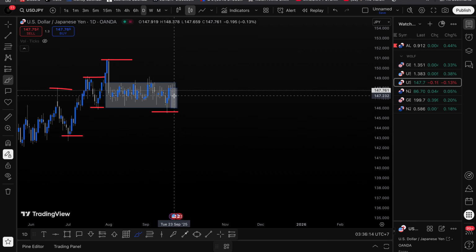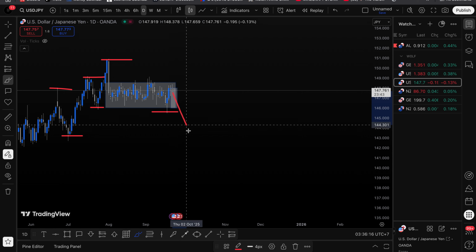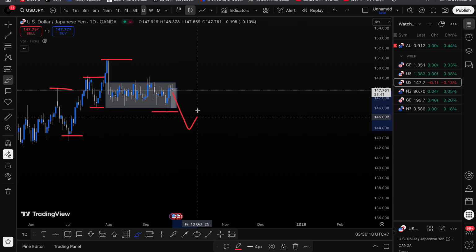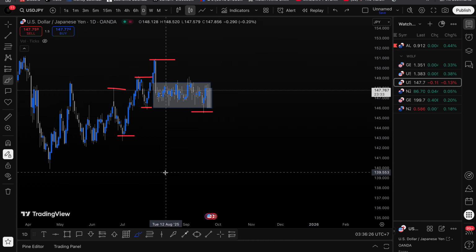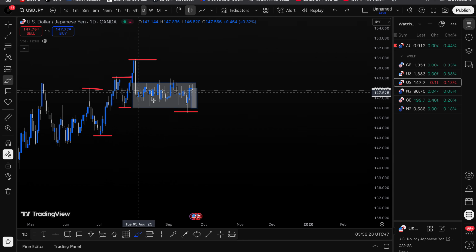I'm not going to sell until I see price go like this and retrace upward and go down again. Then I'll buy within that range, right? But if I see price do what it's doing right now, because we're in a bullish trend according to the daily time frame on these highs and lows.